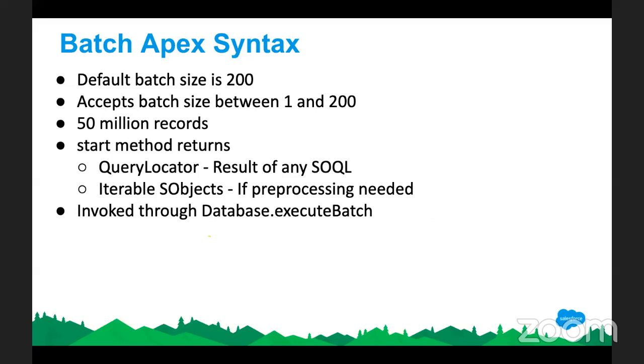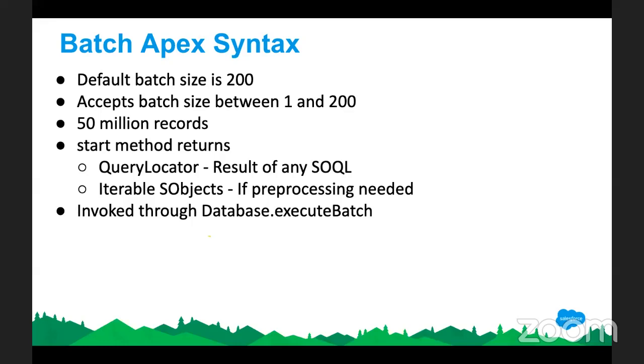Batch Apex syntax. Default batch size is 200. It accepts batch sizes between 1 and 200. If we do not mention anything, it will be 200. So it can process up to 50 million records. In the start method, we can fetch up to 50 million records.